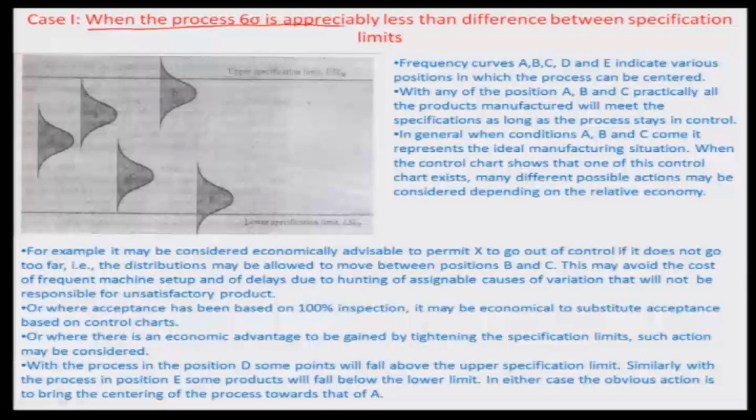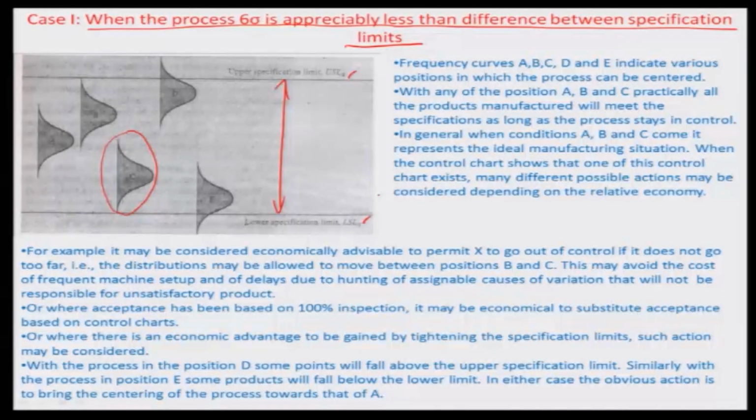Case 1 was when the process 6 sigma, which is the process spread, is appreciably less than the difference between the specification limits. You can see here that the 6 sigma spread is much lower in comparison to the difference between the USL and the LSL as recorded here. So the frequency curves A, B, C, D and E indicate various positions in which the process can be centered. For example, process D would have a mean very close to the upper specification, while process E would have a mean very close to the lower specification.